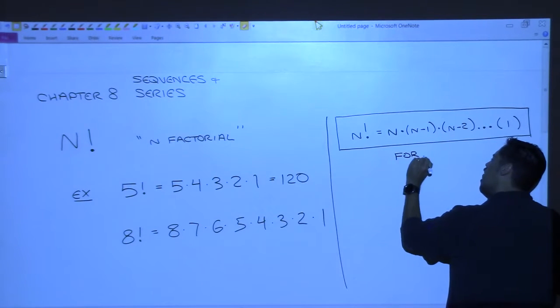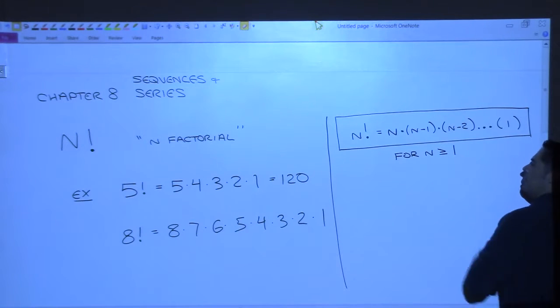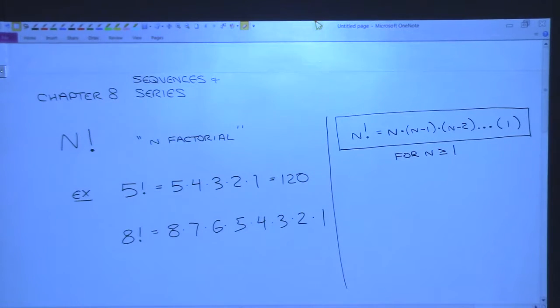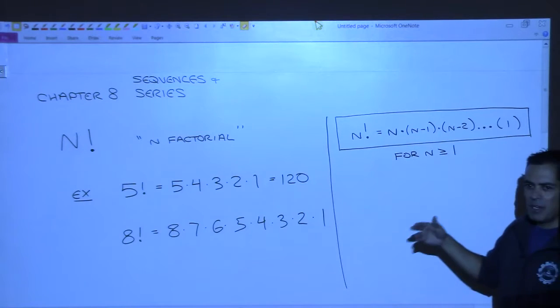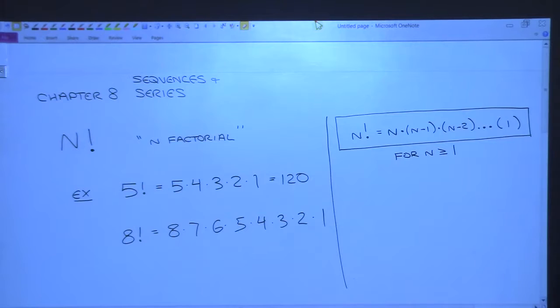for any n that you use that's greater than or equal to 1. So what's 1 factorial? 1. 2 factorial? 2. 3 factorial? 6. 3 times 2 times 1. So, and you could keep going, right? Curious.